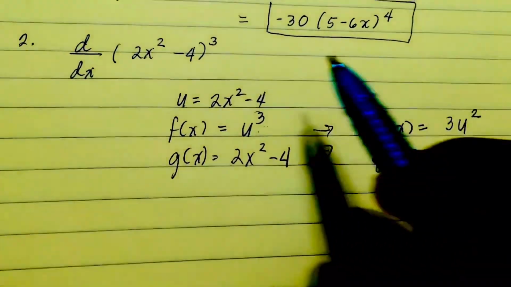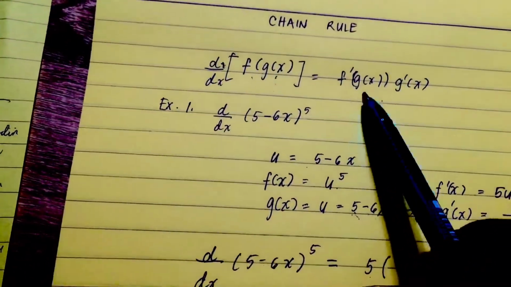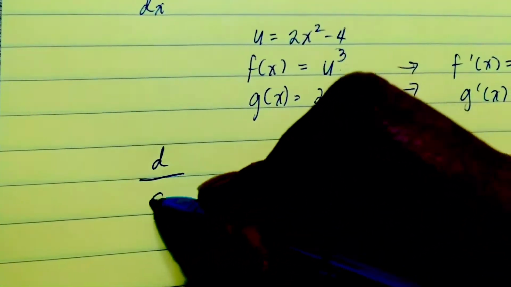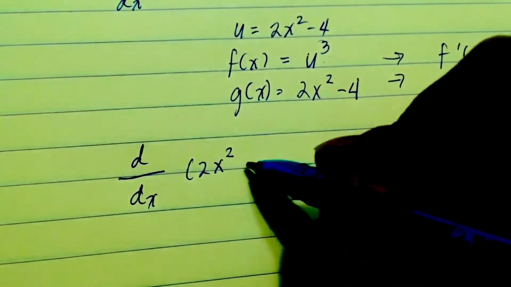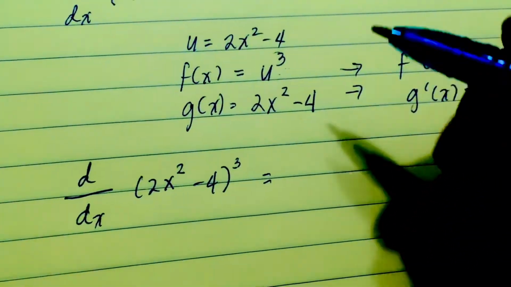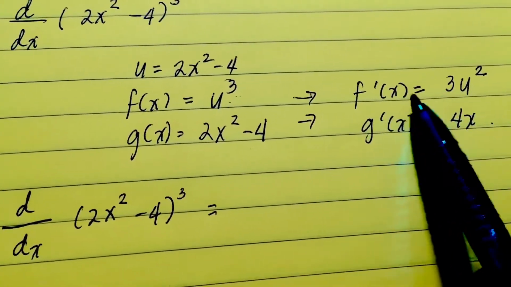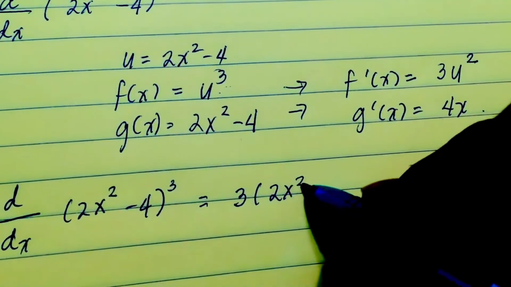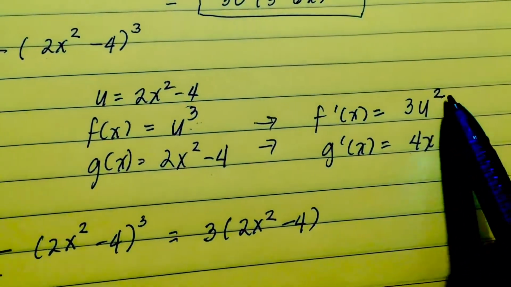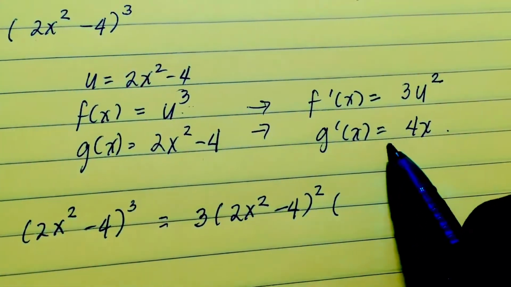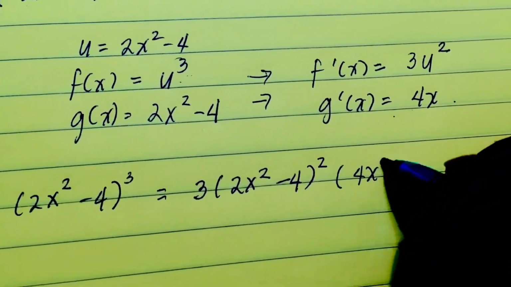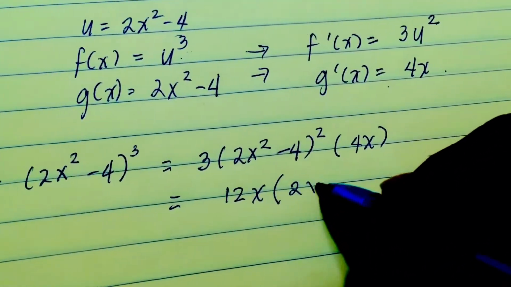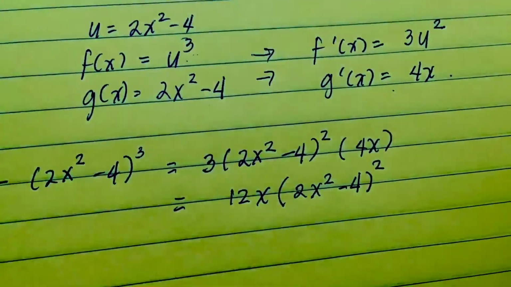Okay, let's substitute here for your chain rule. So the derivative of 2x squared minus 4 cubed equals 3. Then u is 2x squared minus 4, then squared. Multiply by the derivative of g of x, which is 4x. So the final answer is 12x multiplied by 2x squared minus 4, then squared.